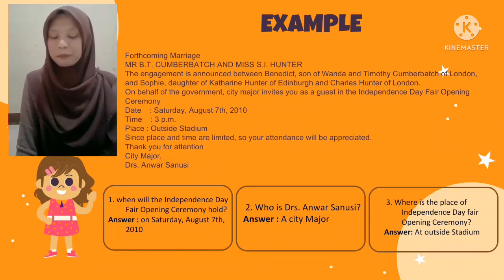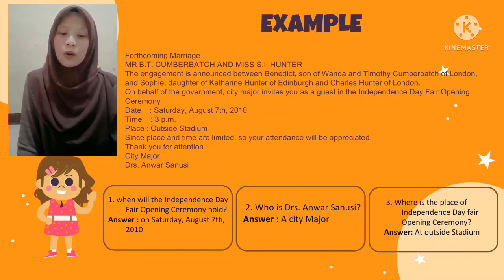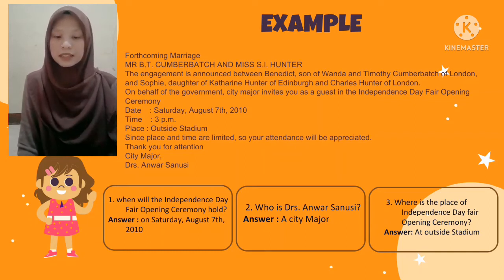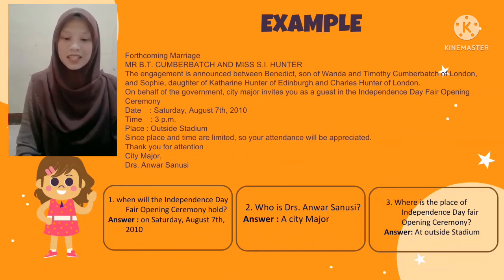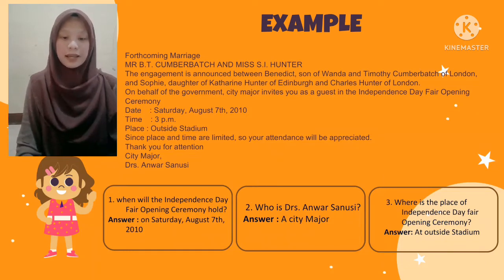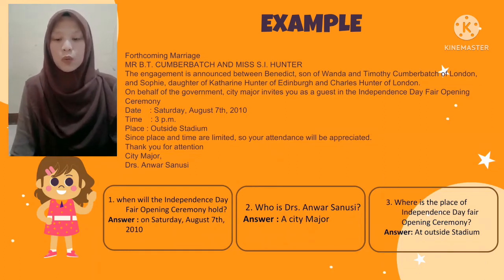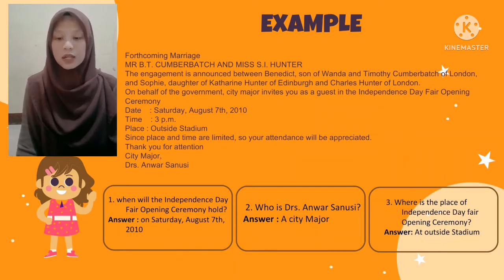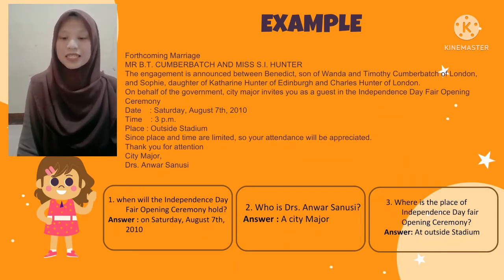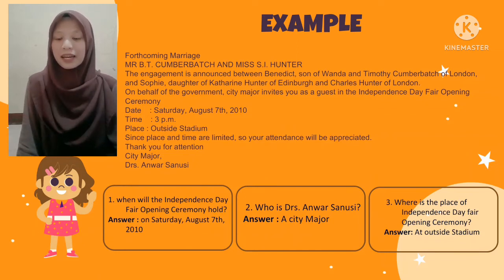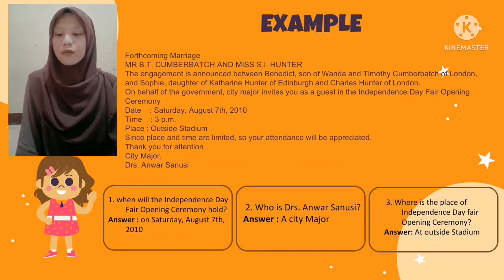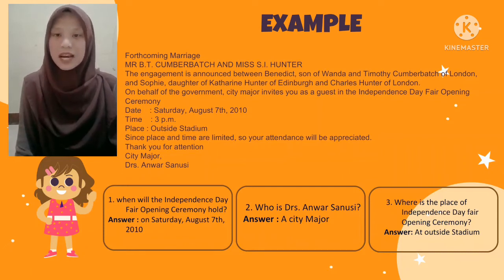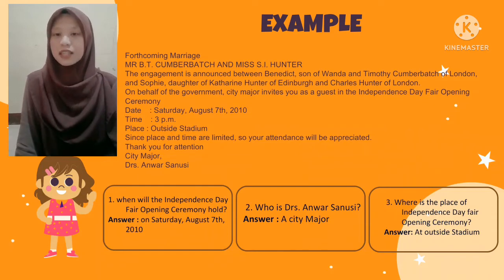Anwar Samsi. The first question: when will the Independence Day fire opening ceremony be held? The answer is on Saturday, August 7, 2010. Two, who is Dr. Anwar Samsi? The answer is the city mayor. And three, where is the place of the Independence Day fire opening ceremony? The answer is at the outside stadium.